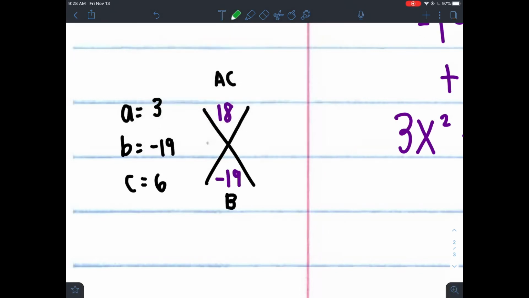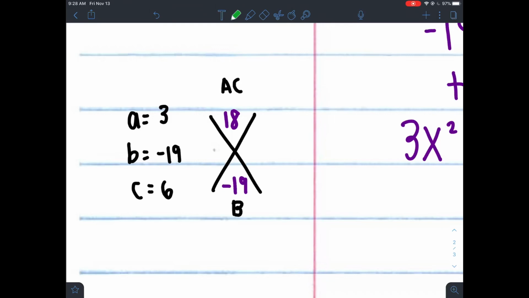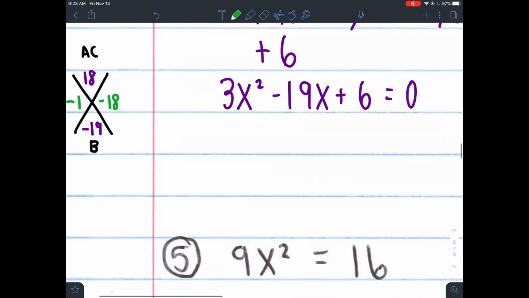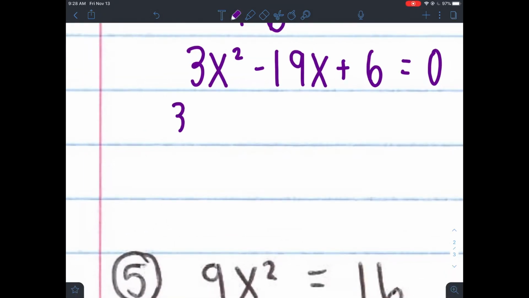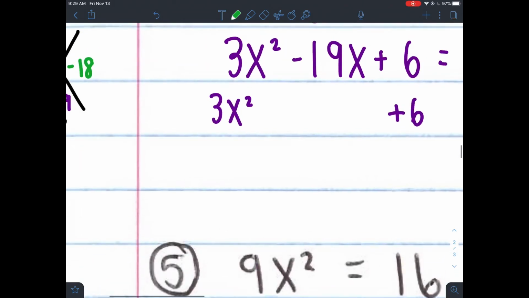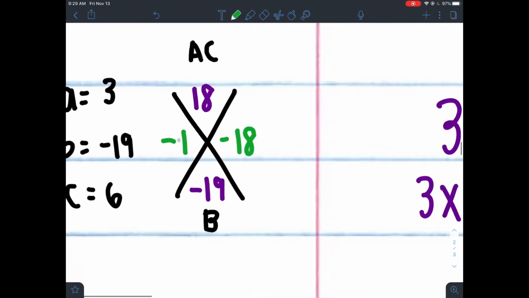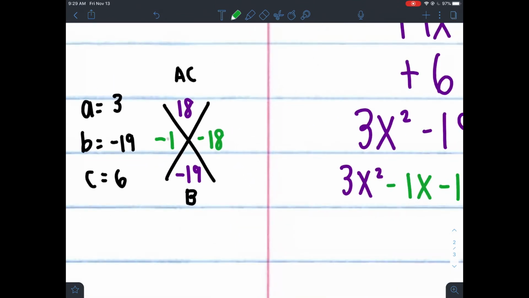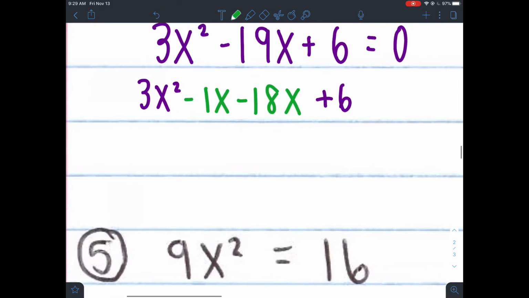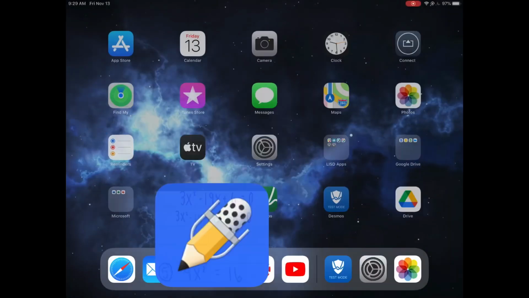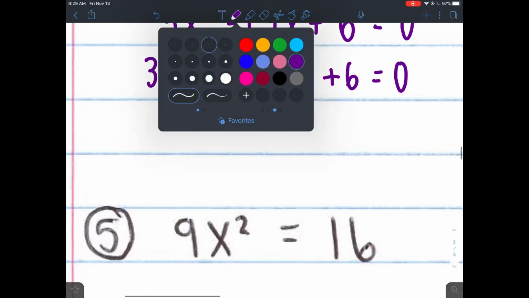So I need two numbers that multiply to 18 but add to negative 19. Well, I know that negative 1 times negative 18 gives me positive 18, and it adds to negative 19. So those are going to be our two magic numbers here. So we have 3x squared is going to stay the same, positive 6 is going to stay the same, but that middle term is splitting into two different terms. And we have minus 1x minus 18x. And again, remember the order of your two numbers doesn't matter. So if you want to put negative 18 first and then negative 1, that is also okay. We have equals 0 here.